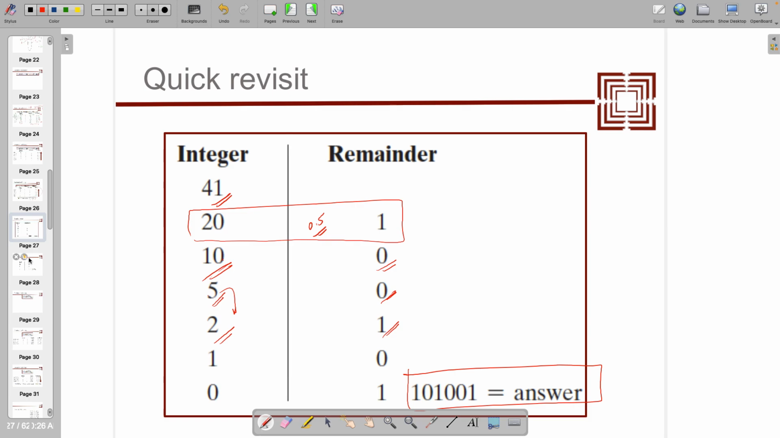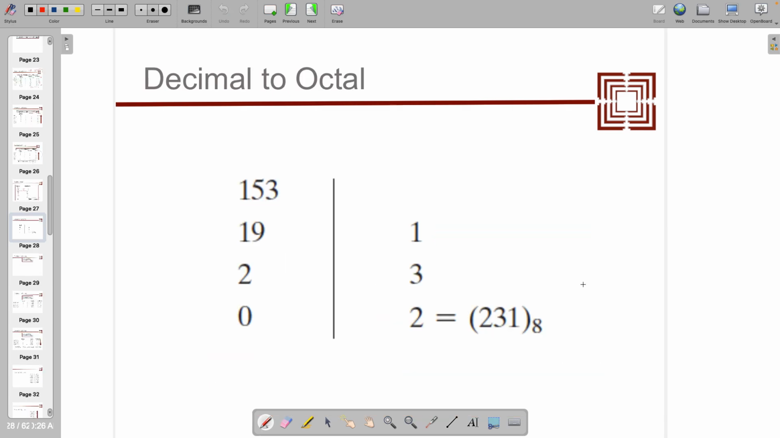So this is the quick way. You can follow the same with 153. So 153, you have to divide by 8. That is going to give you 19 plus 1, right? So that is the remainder, and you have to keep it here. Again, 19 is divided by 8. That gives you the integer part as 2, because 8 twos are 16. So 3 is left, and you keep it here.